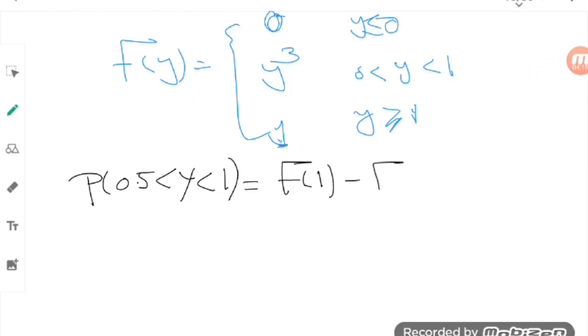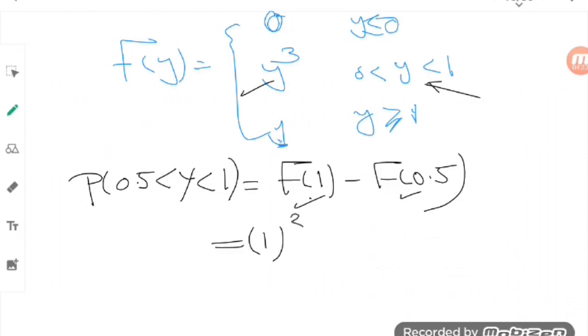And here we have 0.5 to 1 lie in this range, so we'll substitute each time in the form of y to the power 3. So this will be 1 to the power 3 minus half to the power 3, which is 1 minus 1/8, which is equal to 7/8.